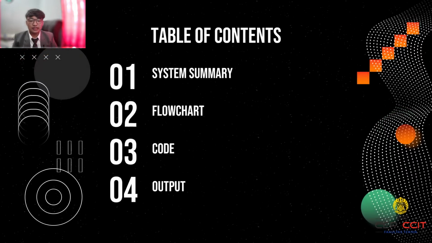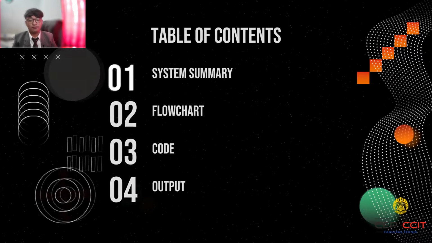In this presentation, we will discuss four contents: 1. System summary, 2. Flowchart, 3. Code or the source code, and 4. Output.